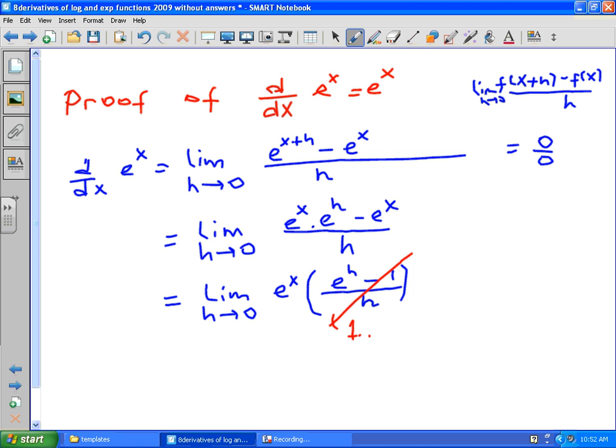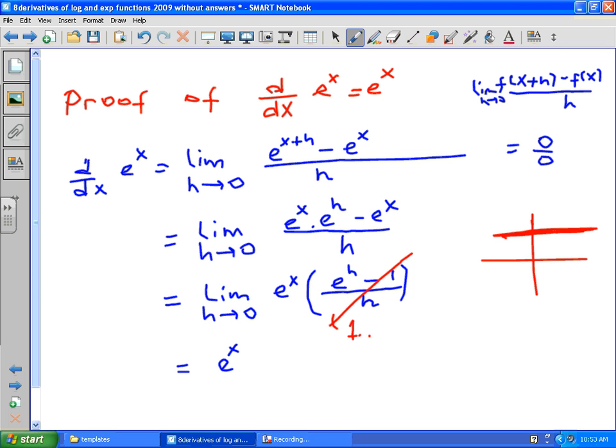Now, what about e to the x as h goes to 0? You see, e to the x is considered to be a constant. There's no h in it, right? The limit is taken as h goes to 0. So when you have just a constant, no matter where you're going, the limit is going to be whatever that constant is. So it turns out to be just e to the x, because e to the x does not depend on h. It can be considered to be a constant with respect to h.